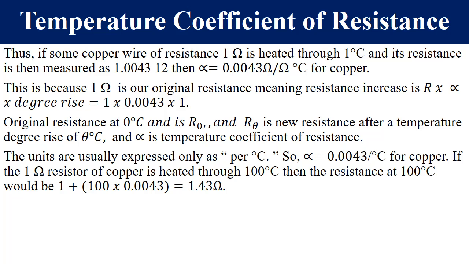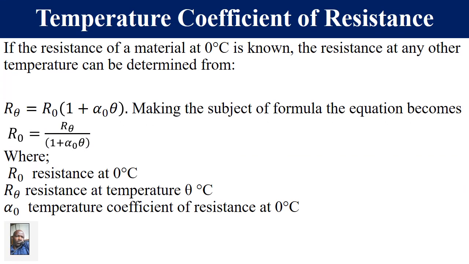Let's go to the next slide where we are going to solve some problems. Guys, you must know that a formula must be at your fingertips. We are given the following statement. If the resistance of a material at 0 degrees is known, then its resistance at any other temperature can be determined from the following formula. R theta, which is the resistance at a new temperature, is equal to its resistance at 0 degrees Celsius, R naught, in brackets 1 plus the temperature coefficient at 0 degrees Celsius times the new temperature, theta.